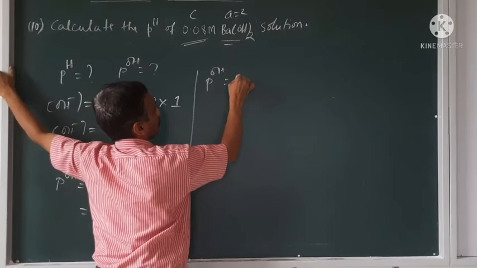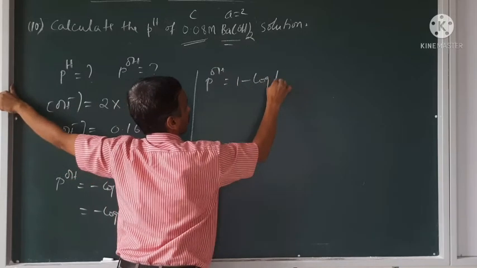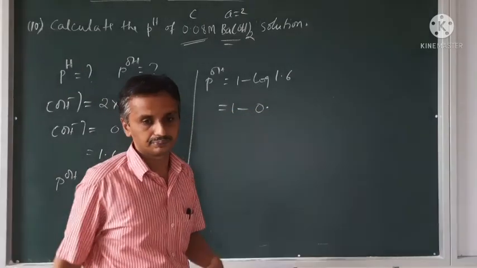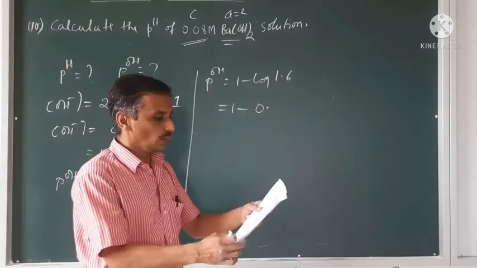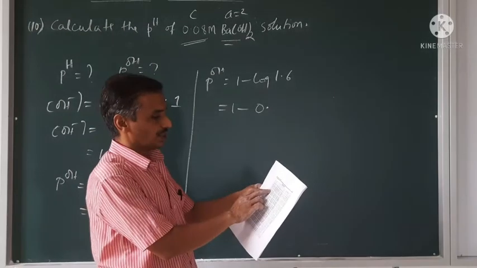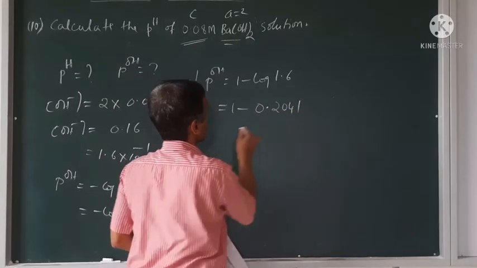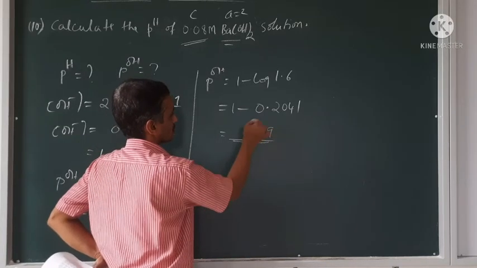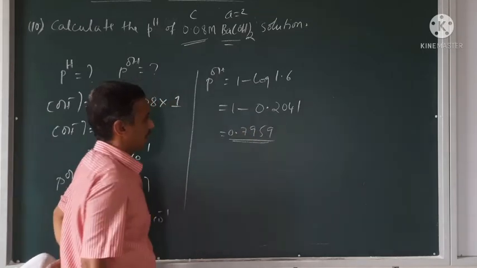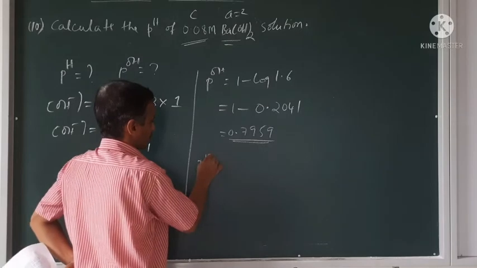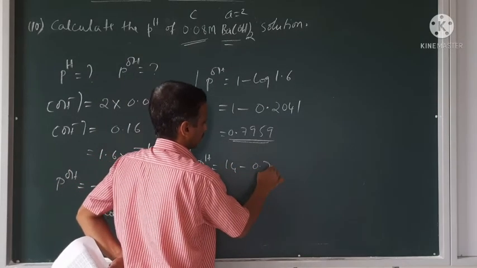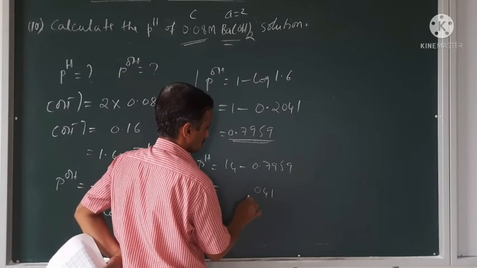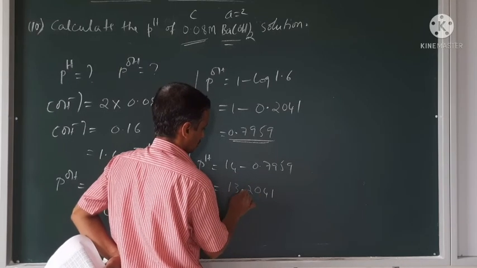pOH is equal to 1 minus log of 1.6. So 1 minus 0.2041, so pOH is equal to 0.7959. pH is equal to 14 minus 0.7959, which is equal to 13.20.